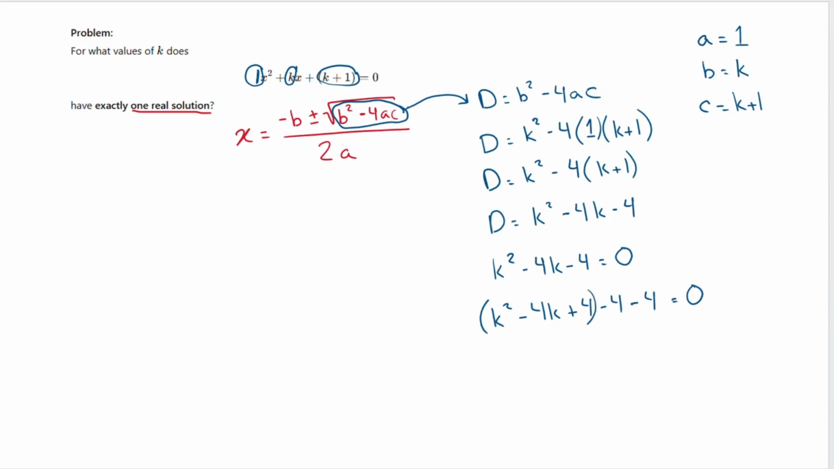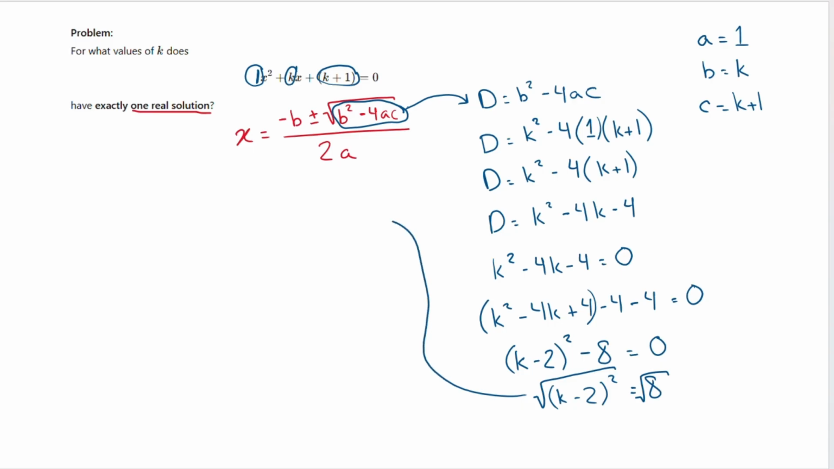Now we take this in parentheses. k squared minus 4k plus 4 is just k minus 2 squared. And that makes sense. If you distribute that, you get k squared minus 4k plus 4. Minus 4, which is just minus 8, equals 0. Now we add 8 on both sides to get rid of the 8 on the left-hand side. You get k minus 2 squared equals 8. You now take the square root on both sides.